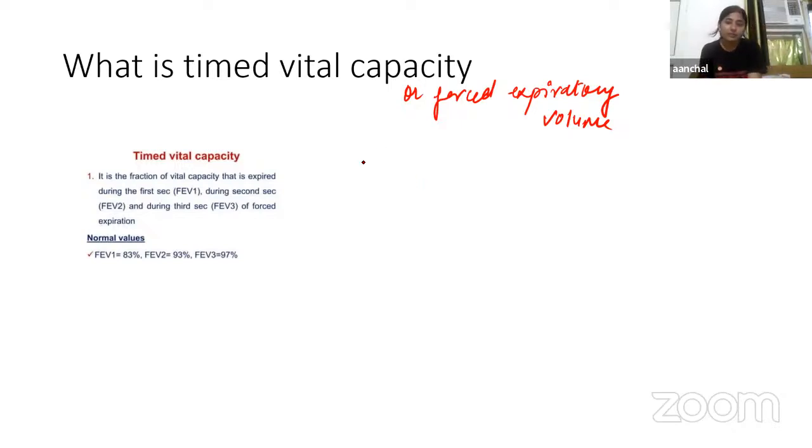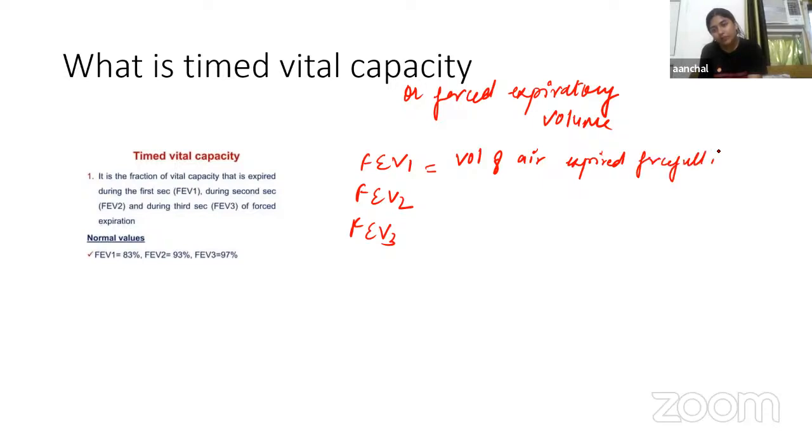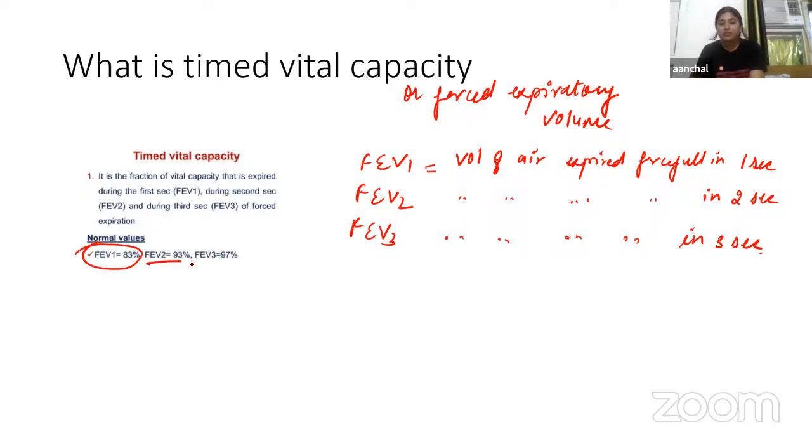We determine it as FEV1, FEV2, and FEV3. This is the volume of air expired forcefully in 1 second, the volume of air expired forcefully in 2 seconds, and the volume of air expired forcefully in 3 seconds. If you talk about the normal values, FEV1 is 83% of total vital capacity, FEV2 is 93% of total vital capacity, and FEV3 is 97% of total vital capacity. After 3 seconds, it will be 100% of total vital capacity.